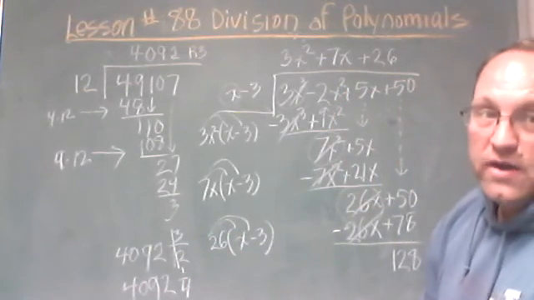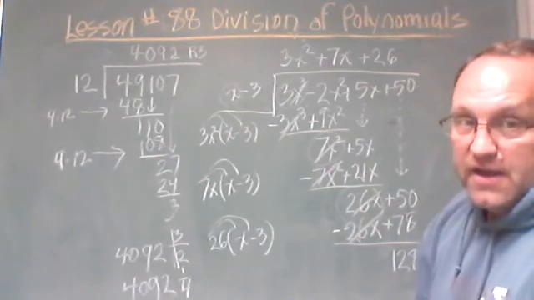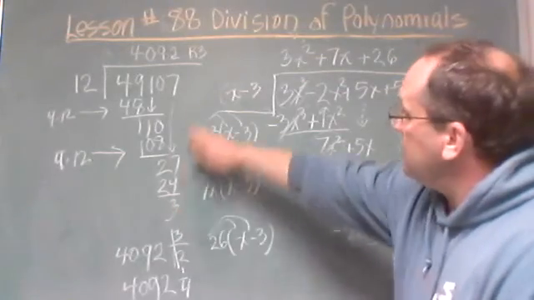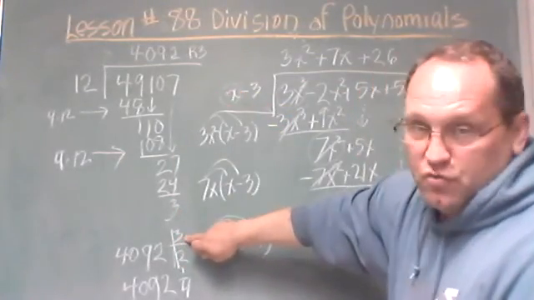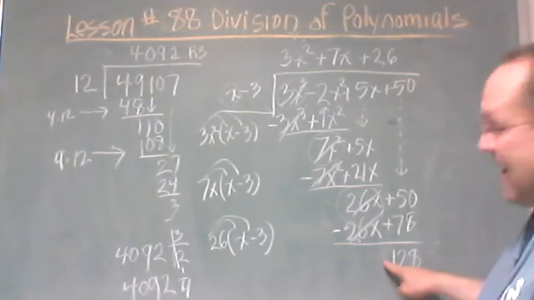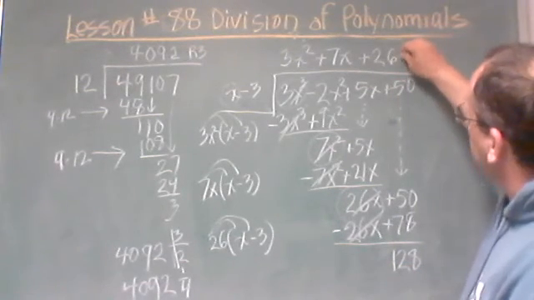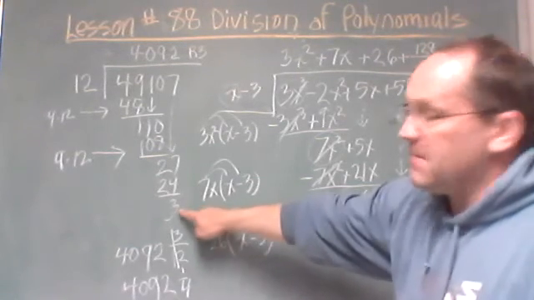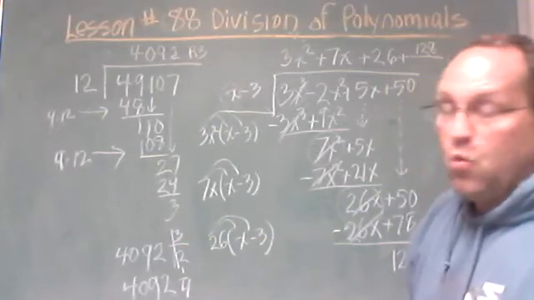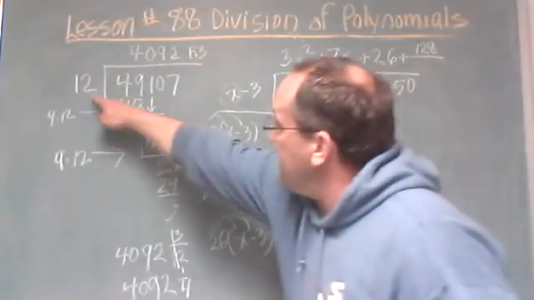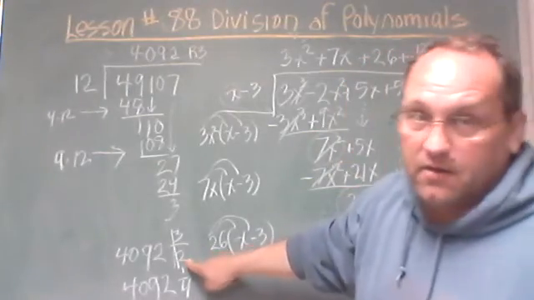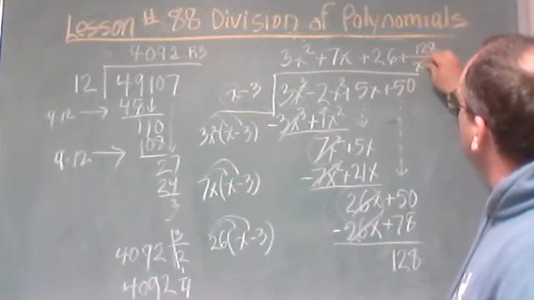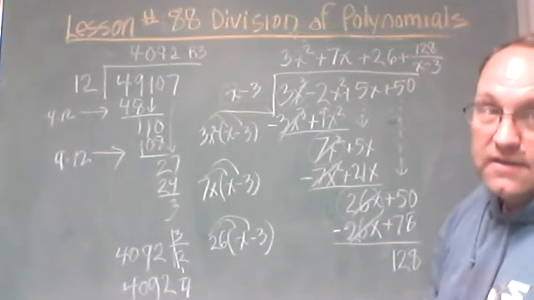I'm going to express the remainder as a fraction. And what is the fraction? Whatever is the remainder goes in the numerator. It's a positive 128. It goes in the numerator, just like my remainder goes in the numerator. What goes in the denominator? What I'm dividing by. The 12 goes in the denominator. What am I dividing by here? X minus 3. The x minus 3 goes in the denominator.